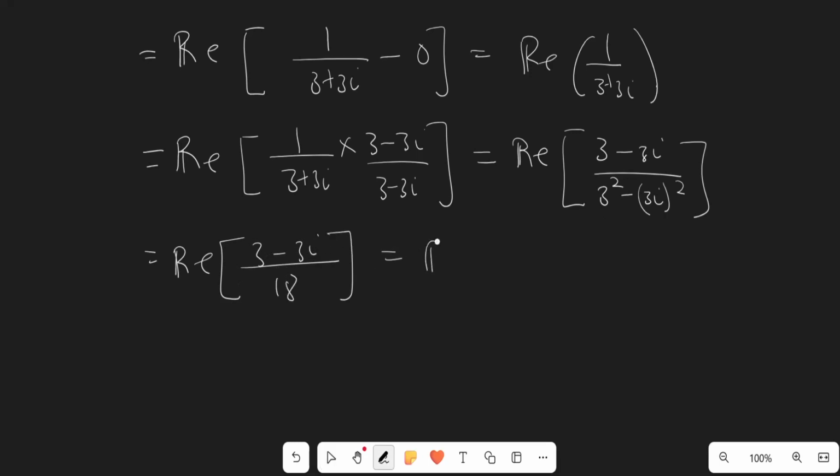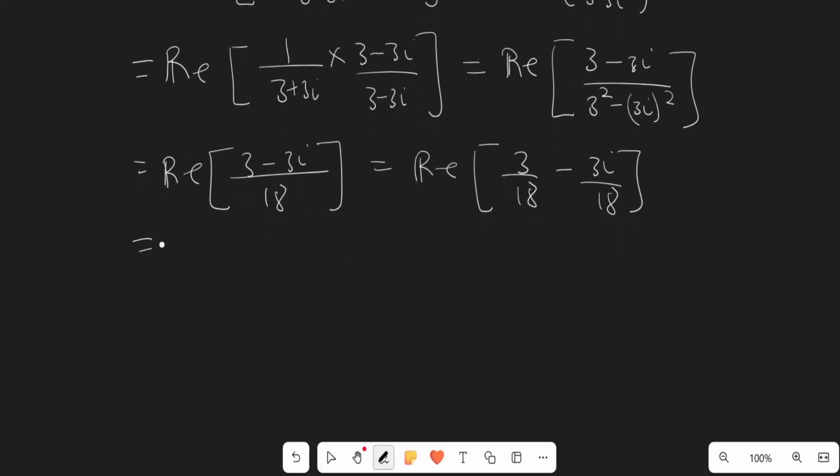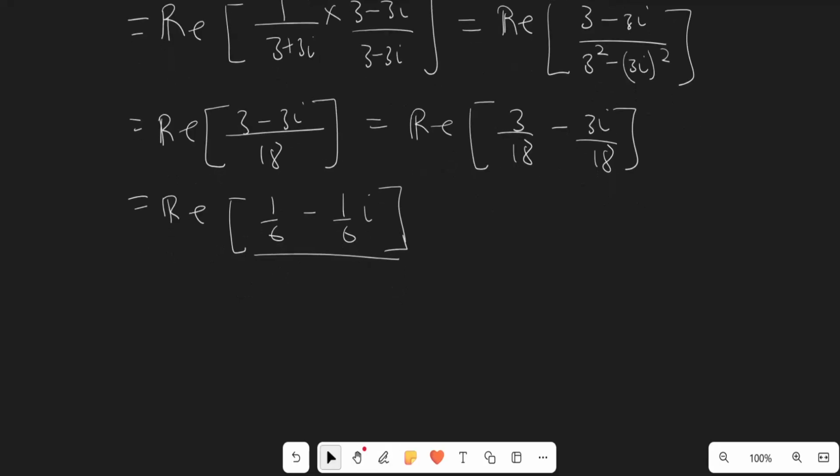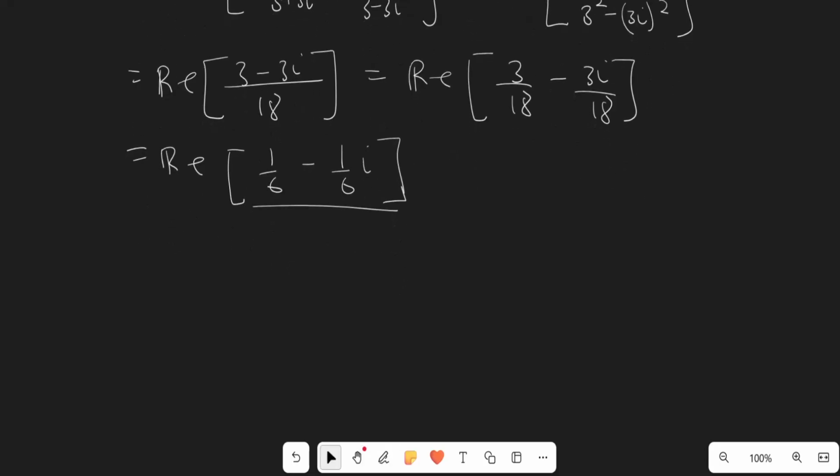So we can now isolate the real part from the imaginary part. So you have 3 over 18 minus 3i over 18. And that simplifies to the real part of 1 over 6 minus 1 over 6 i. So we are just taking the real part of this complex number, and the real part is 1 over 6. So this is equal to 1 over 6.